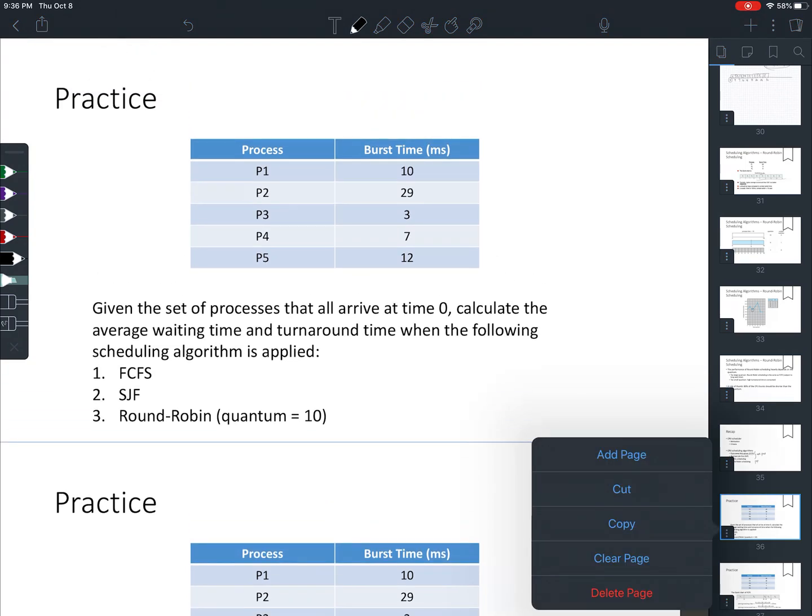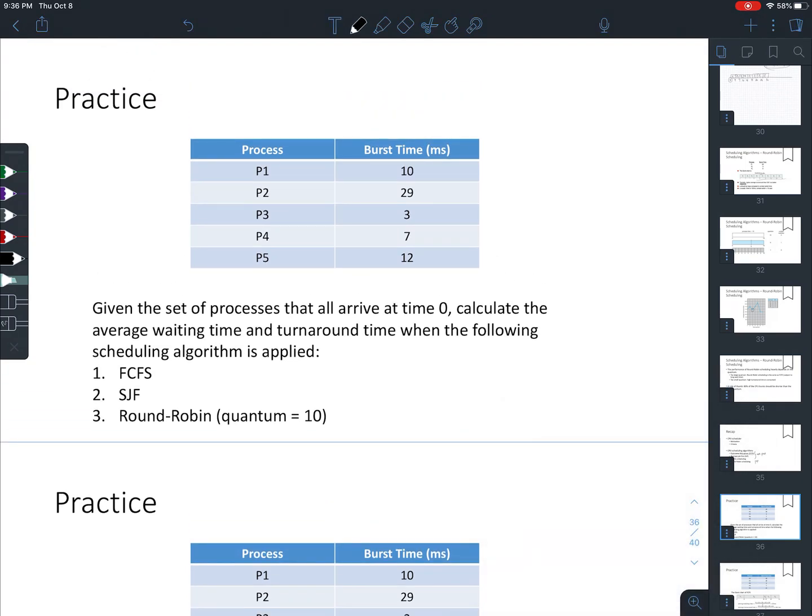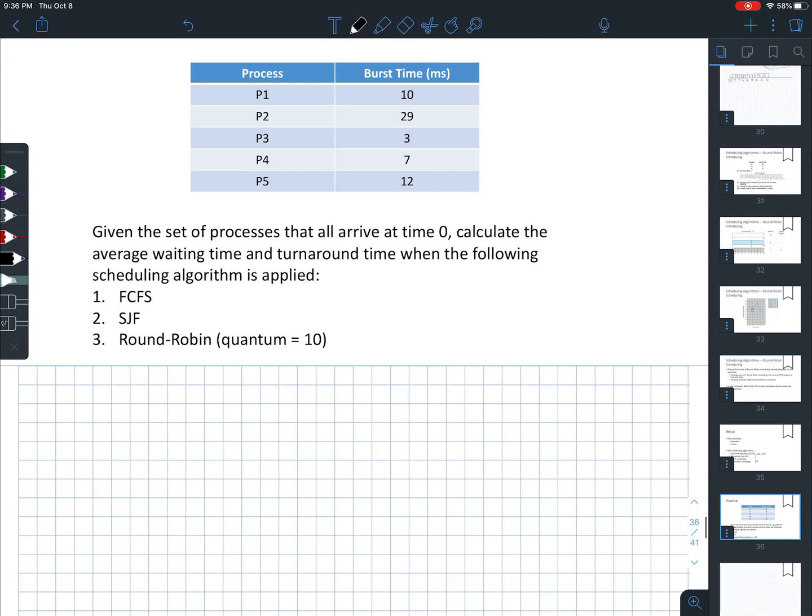So I'm just going to add one slide over here, clear page, add a page. So the problem is that suppose that we have 5 processes. They all arrive at time 0, but with a relative order of P1, P2, P3, P4, and P5. And then we want to calculate the average waiting time and turnaround time when the following scheduling algorithm is applied.